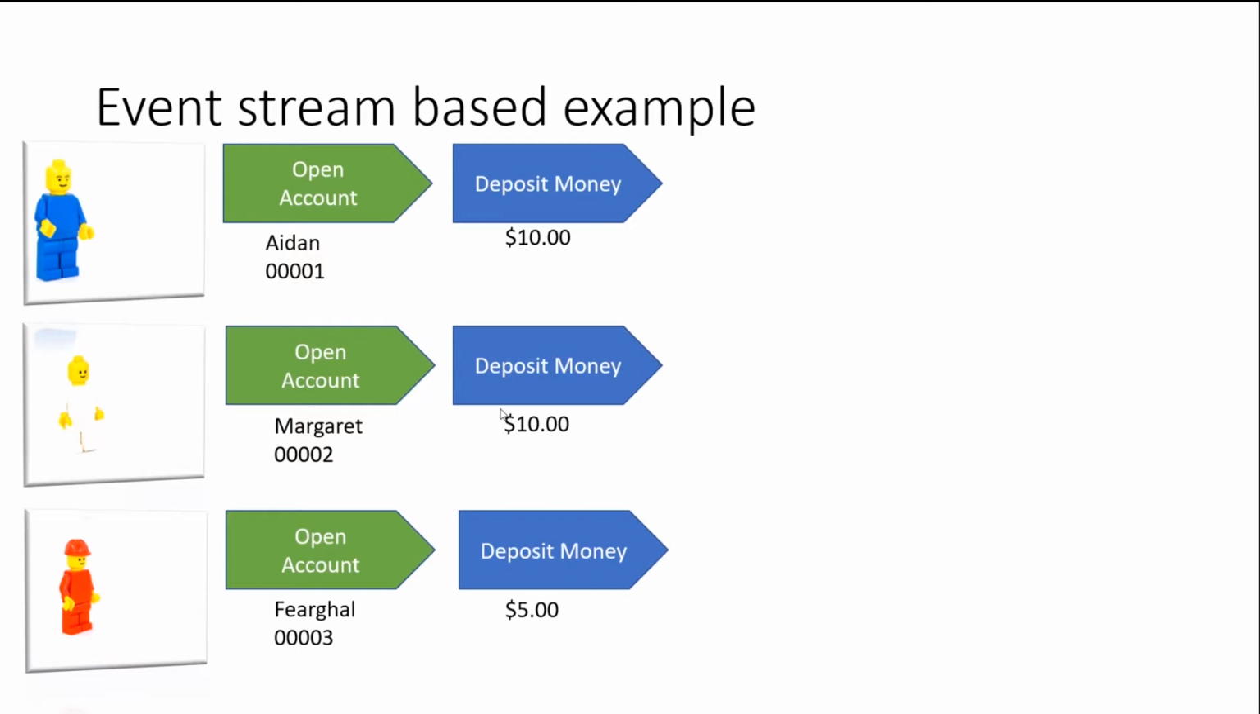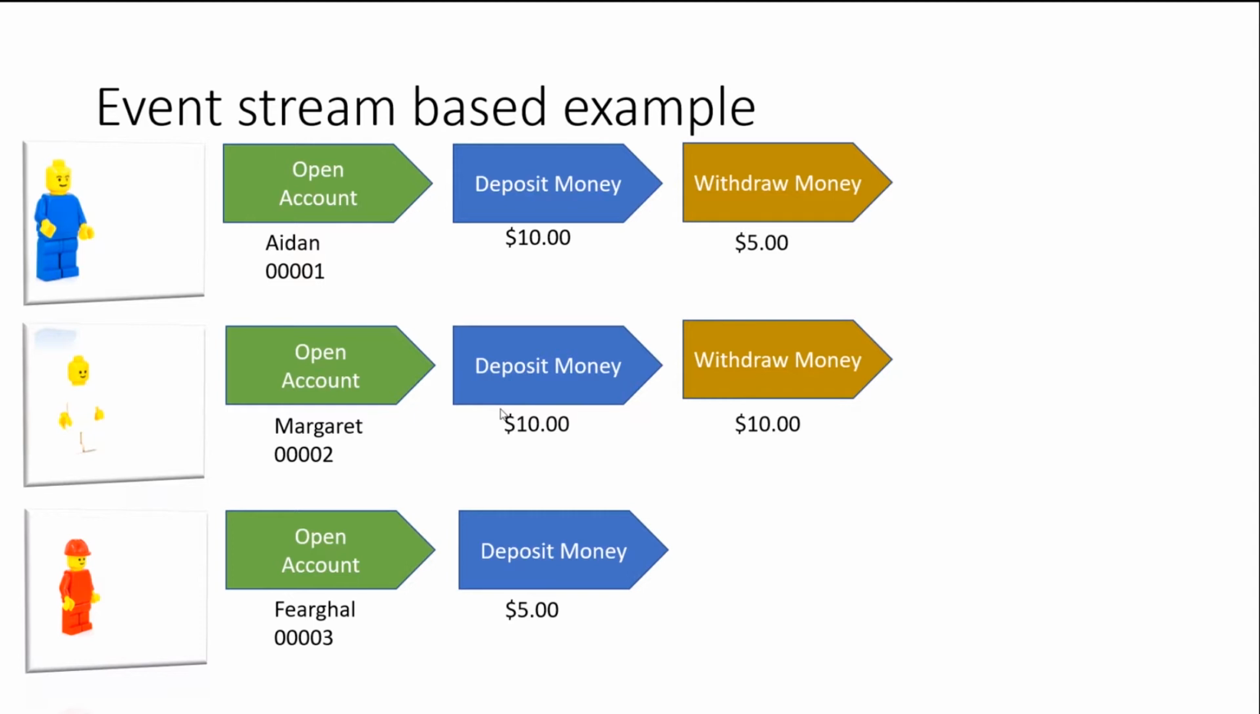Then later on, Aiden, having seen what Fergal has bought, takes out $5 in order to buy the same thing. Margaret, having seen how this bank is being run and really not being too pleased with it, withdraws the $10 and closes her account. And so what you can see there is the way that the data is building up, its history is building up as the events occur.